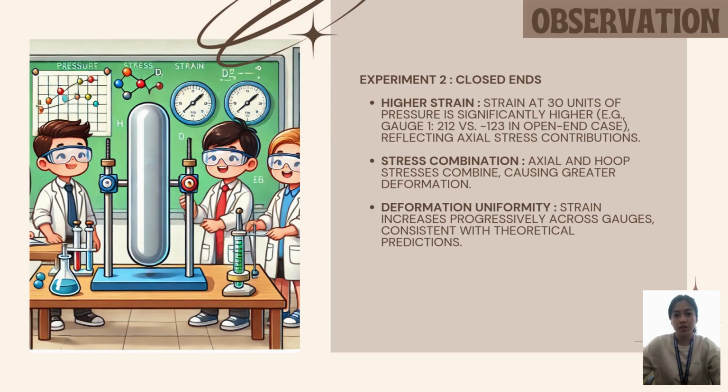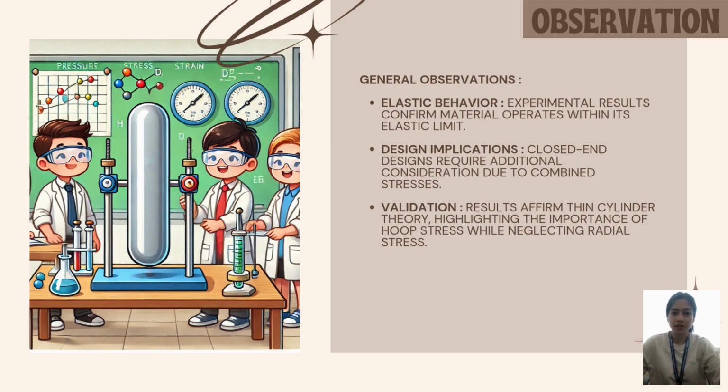The combination of axial and hoop stresses led to greater deformation, with strain progressively increasing from gauge 1 to gauge 5, consistent with theoretical prediction. As in general observation, overall, the experiments confirmed that the material behaved elastically under the test pressures. They highlighted the importance of accounting for end caps in design, as they significantly alter stress and strain distribution. This result validated thin cylinder theory, emphasizing the dominance of hoop stress and the negligible effect of radial stress.